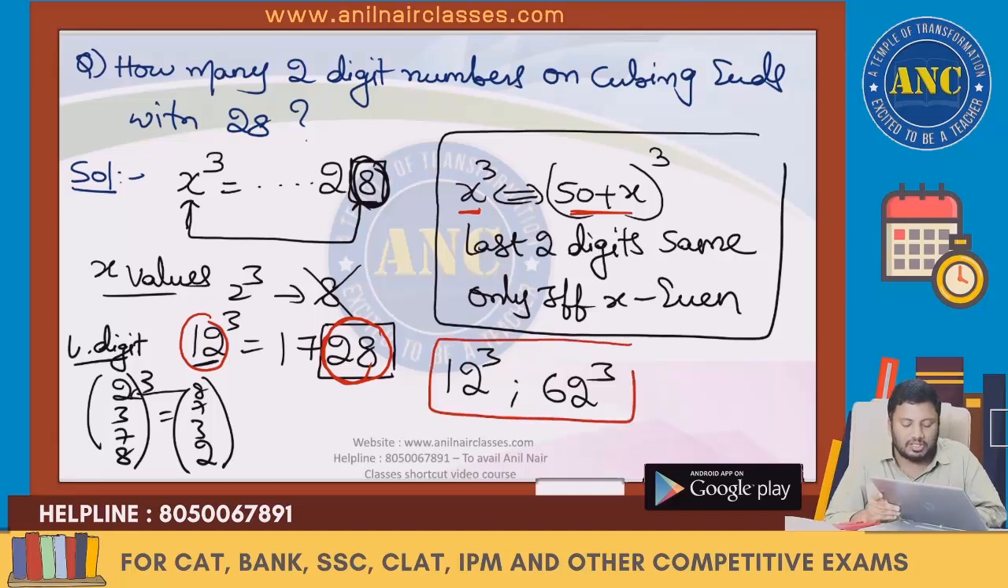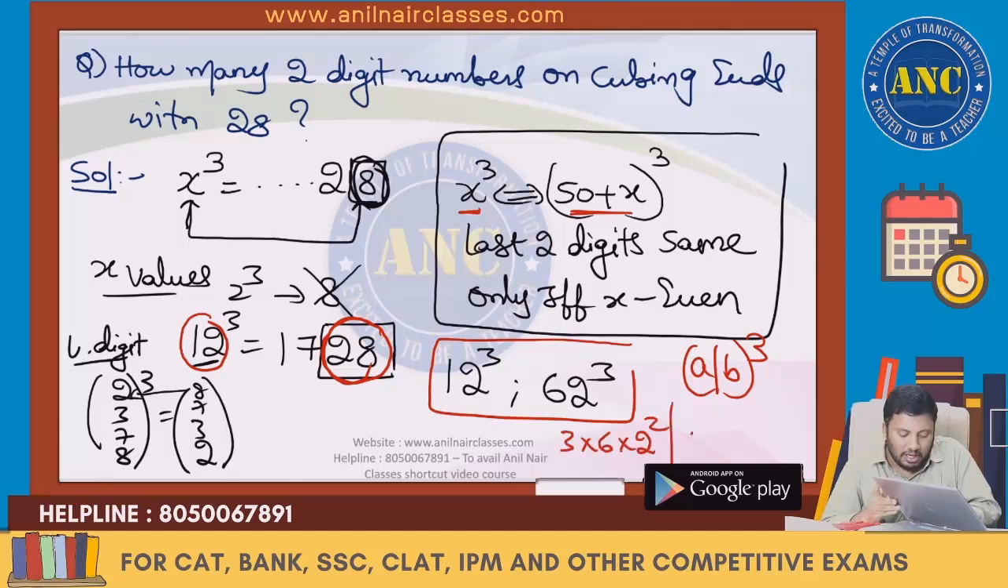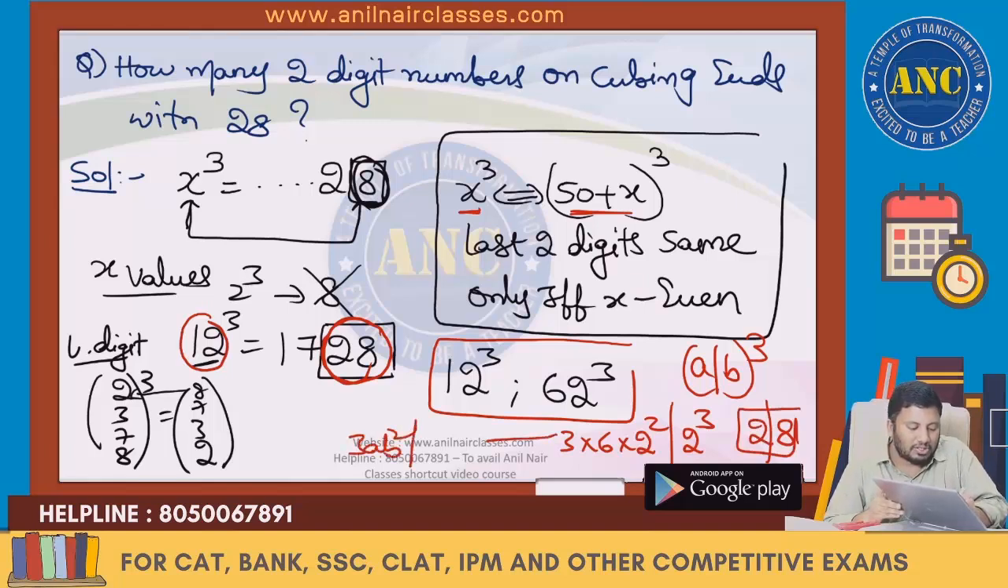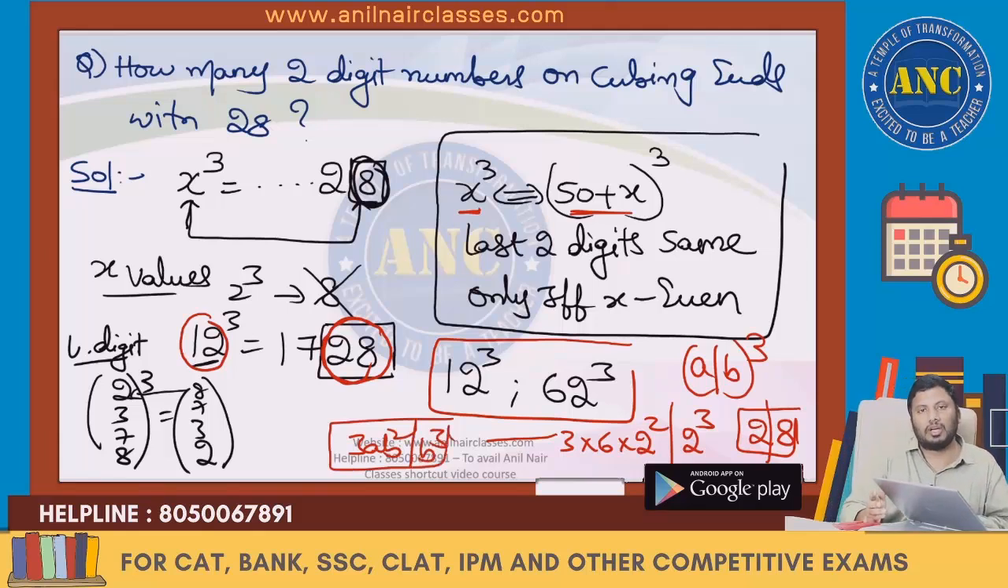These both numbers, if you use (a plus b) whole cube, the last two digits will be the same. In case you want to cross-check it, 3ab square and b cube. Here 8, 3 sixes are 18, 8, 8 into 4, 32. So 32 is 2. I hope it is clear. This is nothing but 3ab square and b cube. Last two terms only we require, right?